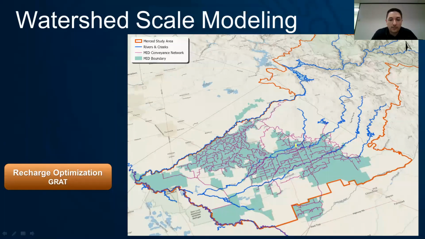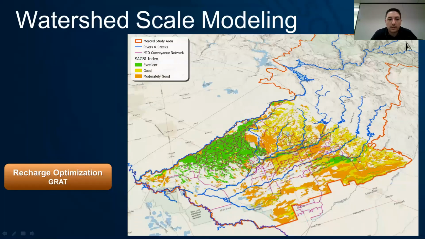And then it uses other information such as the SAGB index. For those that have heard it before, it's a soil agricultural groundwater banking index, and it's used to look at this. It's a suitability index for groundwater recharge. So they rank the soils from excellent down all the way to very poor for suitability for recharge. For our study, we're looking at soils that are ranked as excellent, good, and moderately good. And you can see we've got a mix of those three rankings throughout our system here.